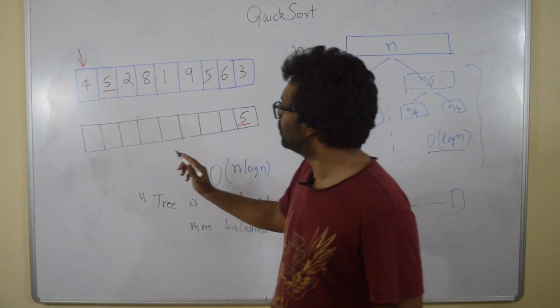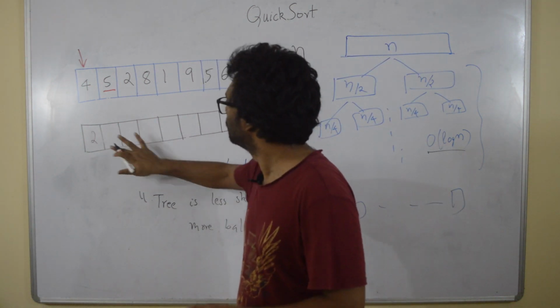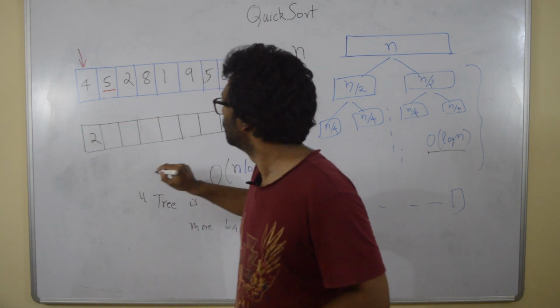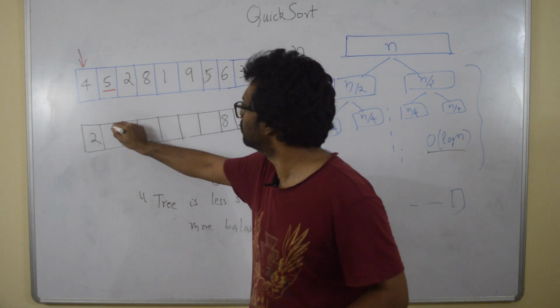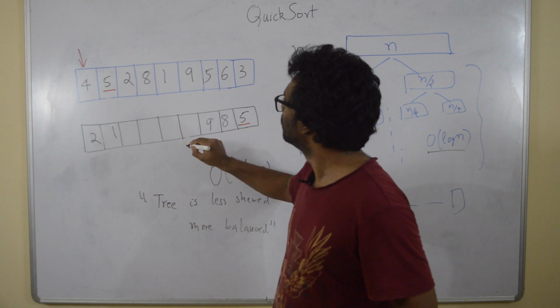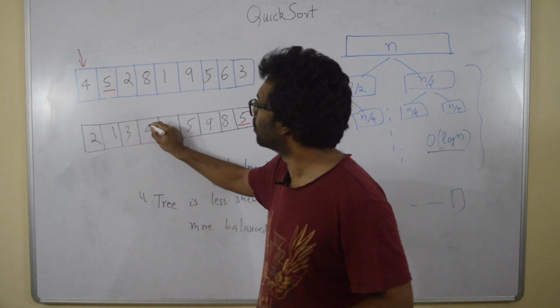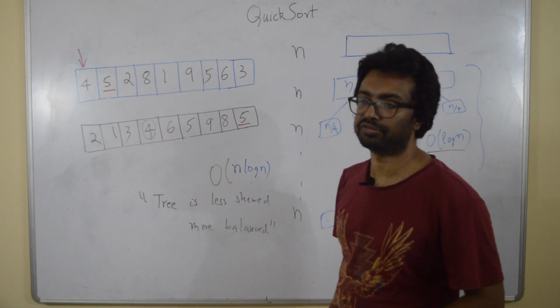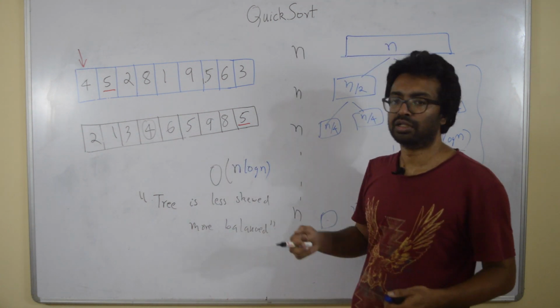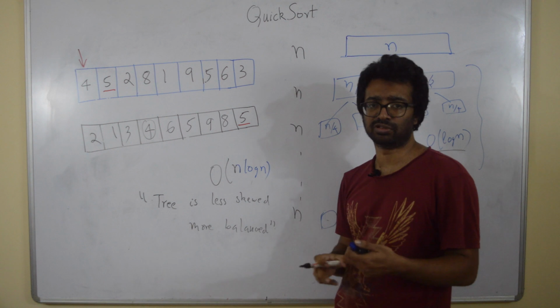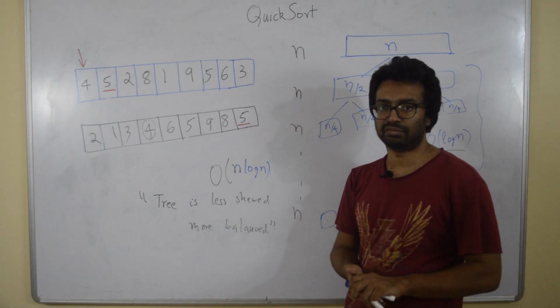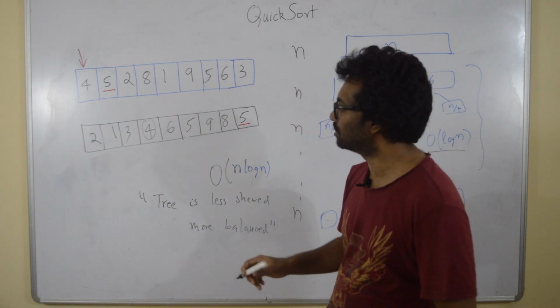We can just continue this. 2 comes here, 8 comes here, 1 comes there, 9 comes here, 5 comes here, 6 comes here, 3 comes here, and 4 comes here. This is the pivot, and you can see this 5 has lost its position, and this is a problem. Therefore, this is not stable.